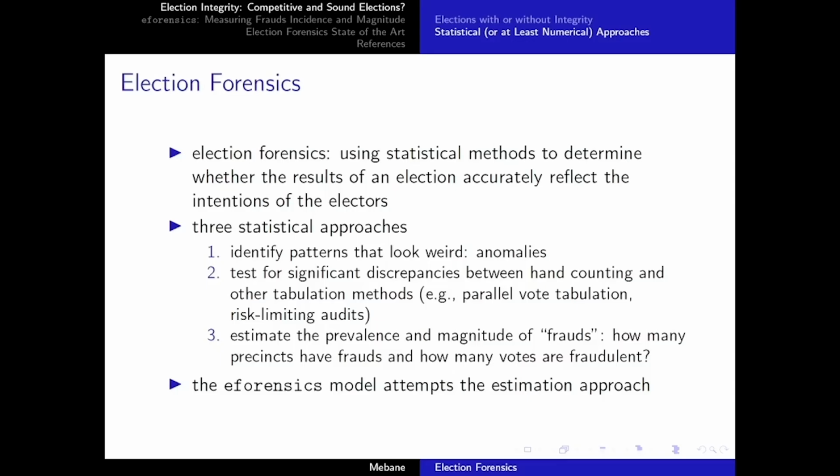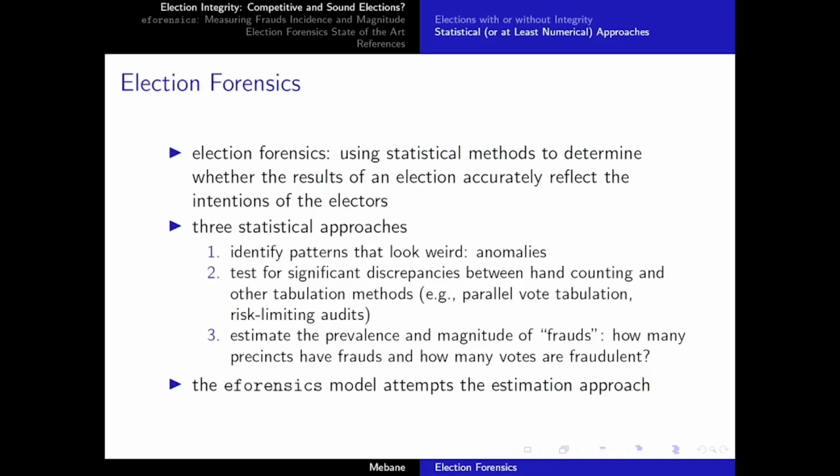Okay, so working with just those kinds of data, maybe some other information you bring in, I try to develop, and others also work in this area, statistical approaches to address the questions about fraud or accuracy, lack of fraud. Okay. So here's my definition of election forensics, the first bullet point on the slide here.